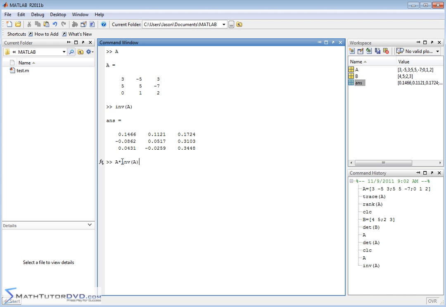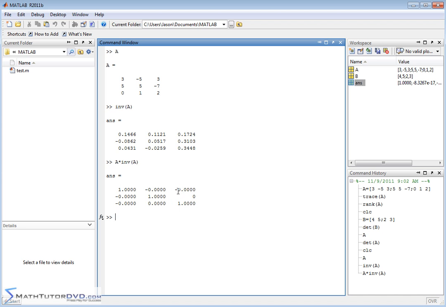Don't forget, this inverse of matrix A is itself a matrix, so you have a matrix times a matrix. When you do this multiplication, you're doing matrix multiplication, row by column, row by column. And when we do this, we get ones along the diagonals.